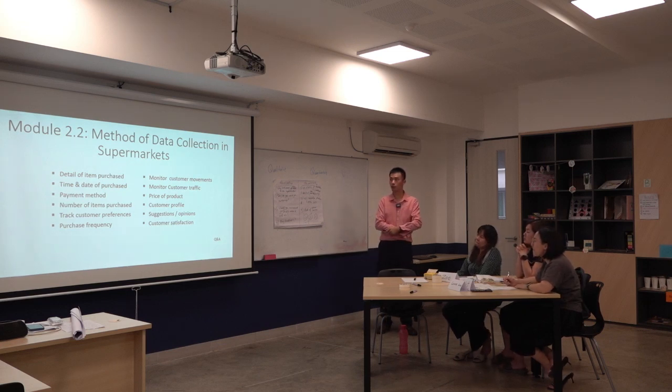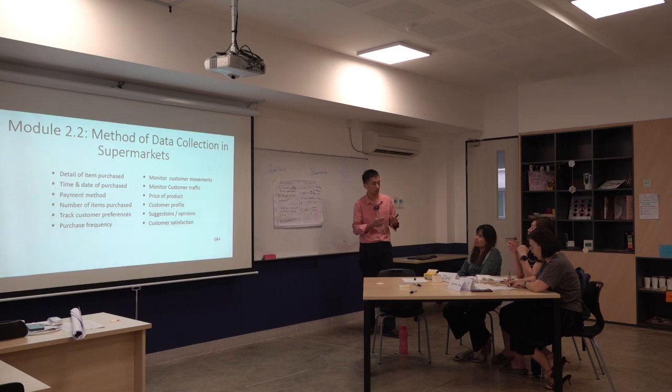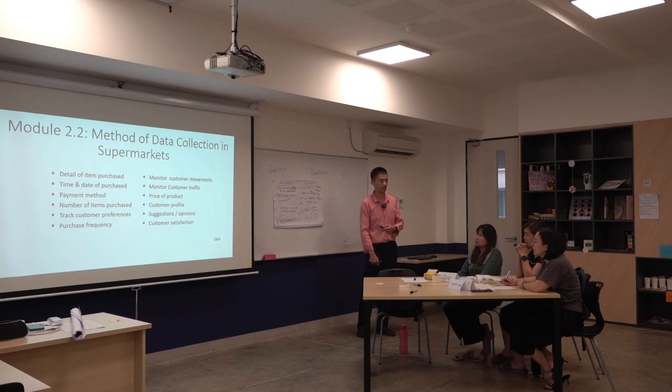So for monitoring customer movement, sometimes when you do a promotion, you want to check whether there is customer traffic. Is the customer there or not? You can use the CCTV to check. Even during peak hour, you want to see whether you need to open more counters, to avoid a long queue. So you can use the CCTV to trace it.